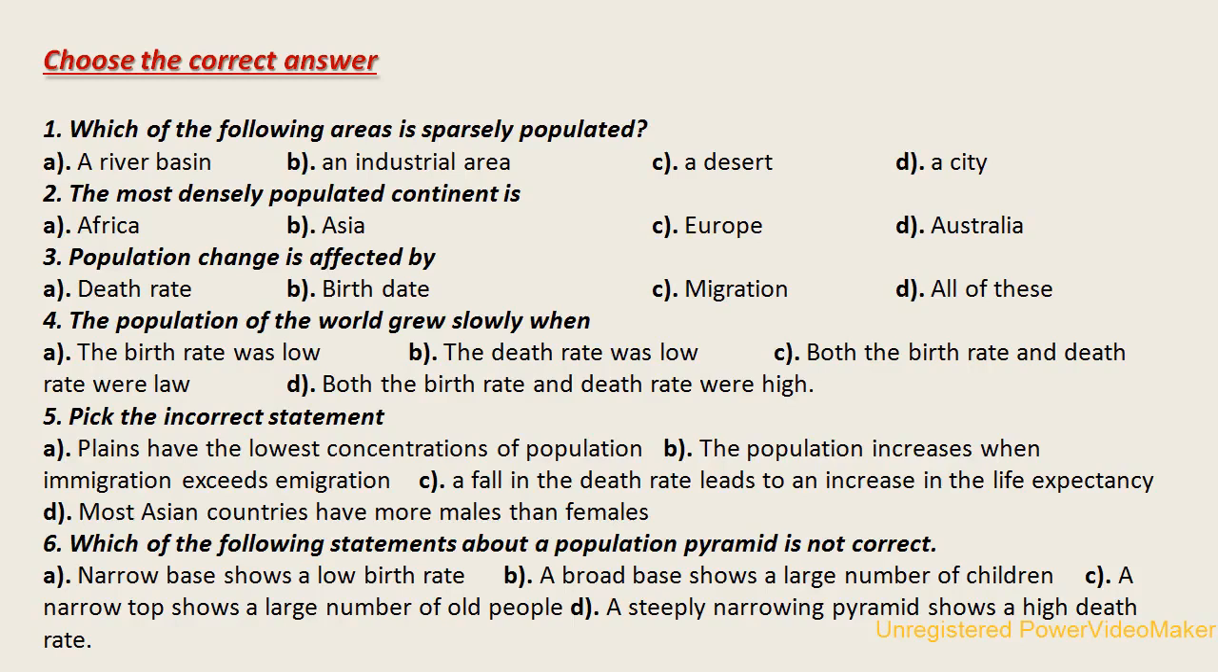Sixth question, which of the following statements about the population pyramid is not correct? First option, narrow base shows a low birth rate. Second option, a broad base shows a large number of children. Third option, narrow top shows a large number of old people. Fourth option, a steeply narrowing pyramid shows a higher death rate. So find the answers and write it in your notebook.